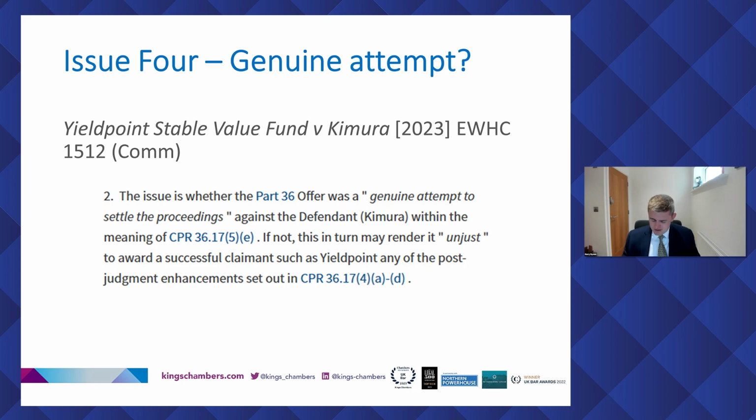So if the judge finds that it's not a genuine attempt, they may say, well, it's unjust. And this is to cover a situation where, at the outset of proceedings, a party makes a Part 36 offer basically saying, well, accept the full amount we're claiming or else. So it's an all or nothing sort of offer. Again, that was the question in the Yield Point case. But how will that work? At what point will a judge say, well, that's not a genuine attempt to settle the case?